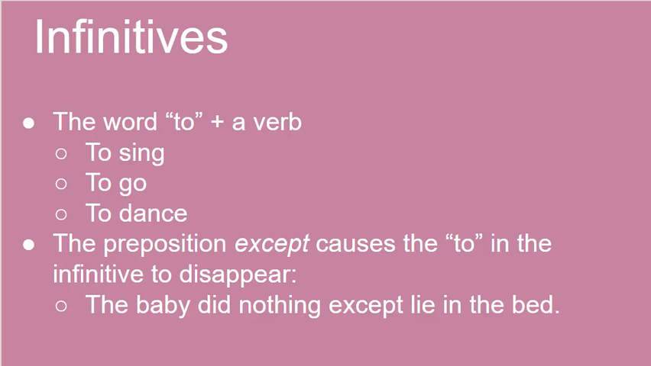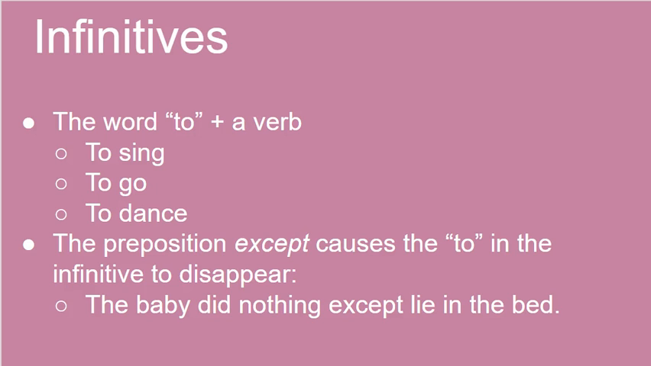Now let's look at infinitives. The word to plus a verb is an infinitive. For example, to sing, to go, or to dance. Those are infinitives. The preposition except causes the to in the infinitive to disappear.